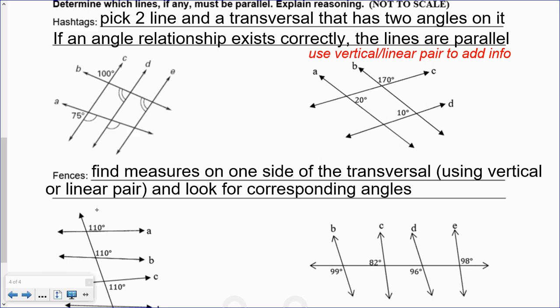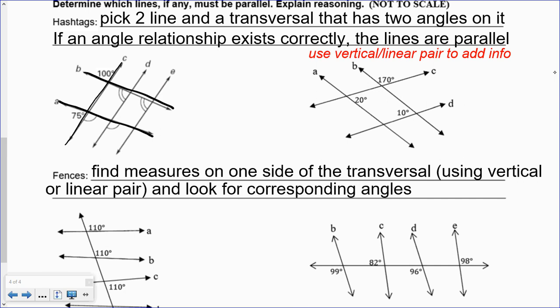So the way that you're going to do this is you're going to pick two lines that you like, as long as it has a transversal that crosses that has two angles on it. So what I mean is, like in this picture, do you guys see a transversal that has two angles? Like C, for example. This might be a transversal you would use, and then A and B. So you want to narrow down the part of the picture you want to look at. So we're first going to look at A and B being the two lines and C being the transversal. Once you have that in your head, you're going to check to see if the angle relationship is valid, like we were doing on the first page, and if it is, those lines are parallel. If it's not, they're not parallel, move on to try another pair, okay?